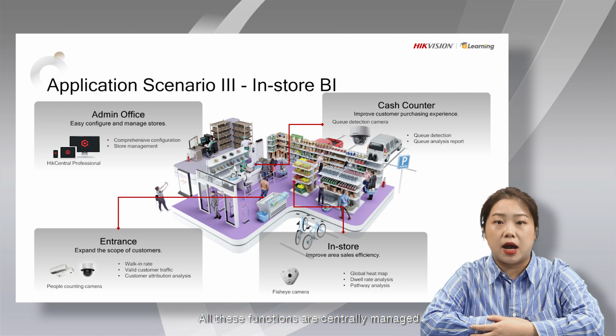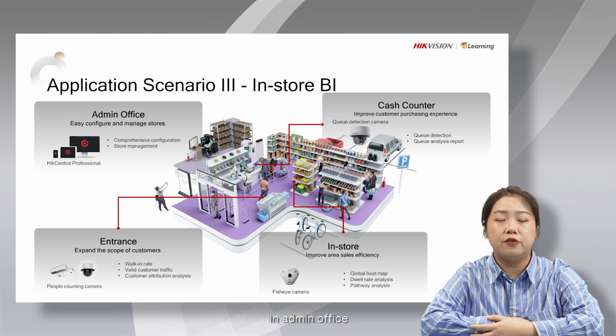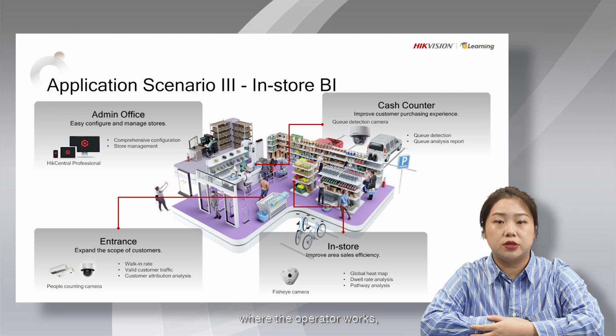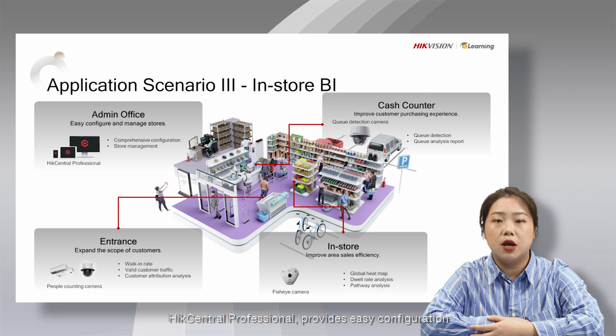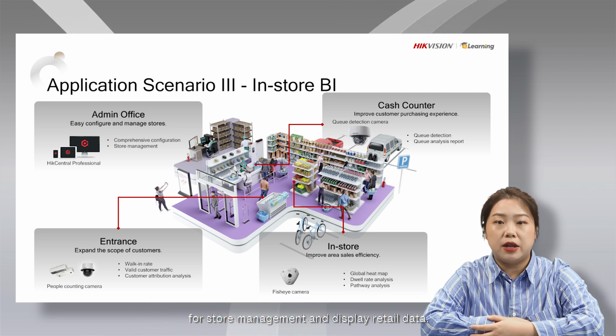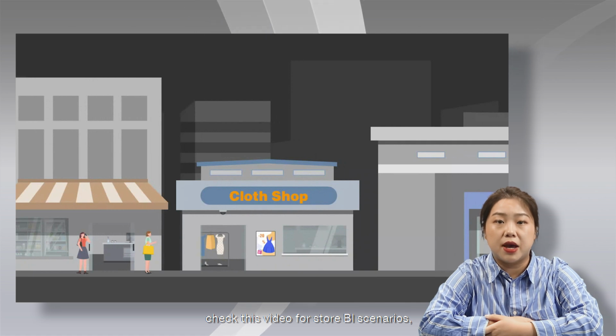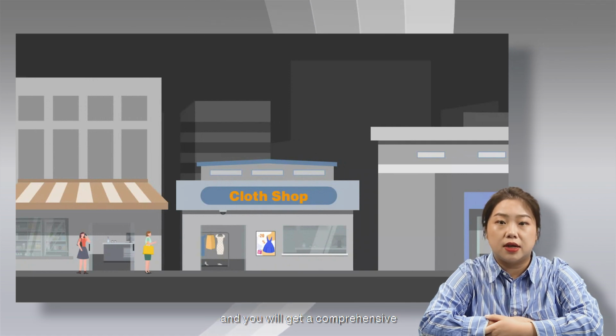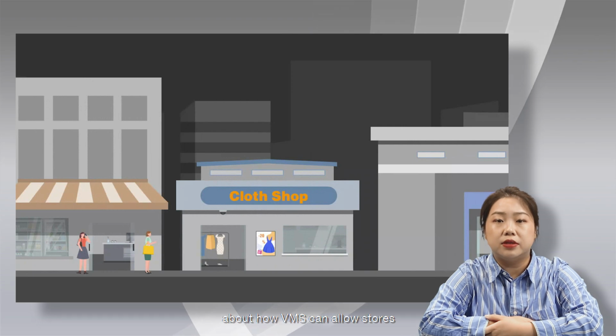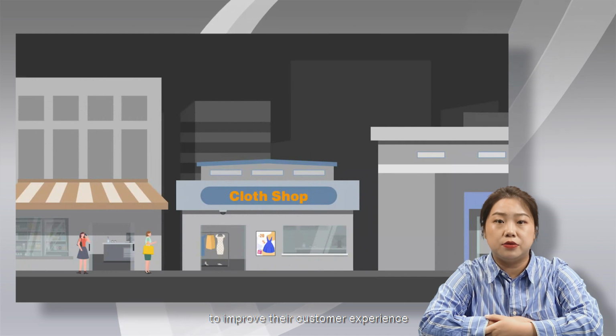All these functions are centrally managed in a main office while the operator works. VMS, for example, Hik-Central Professional, provides an easy configuration experience for store management and displays retail data. Here, let us together check this video for store BI scenarios, and you will get a comprehensive understanding about how VMS can allow stores to improve their customer experience and enhance their bottom line.